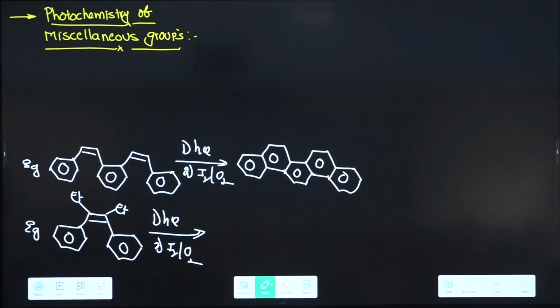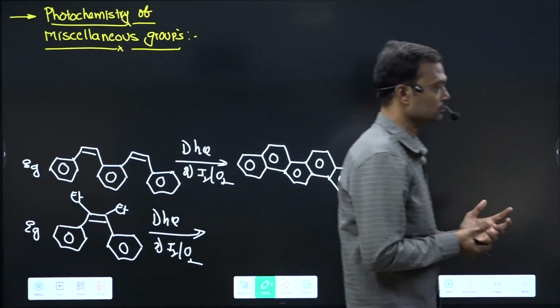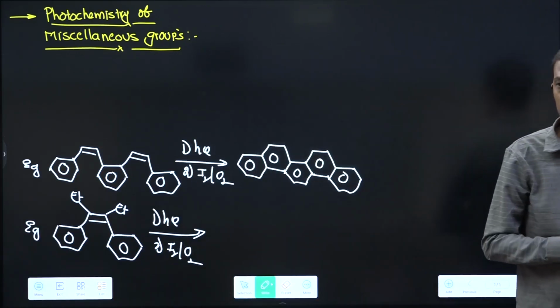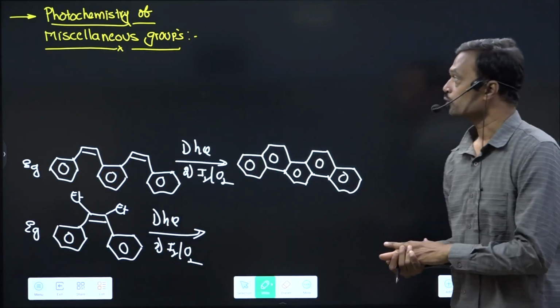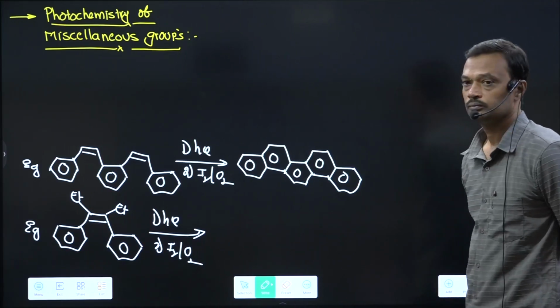So it is almost the end of photochemistry. Only Barton reaction and photooxidation are there. Only two topics are left. Now photochemistry of some miscellaneous groups.